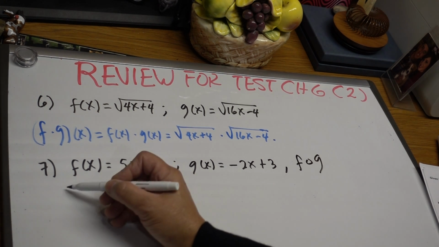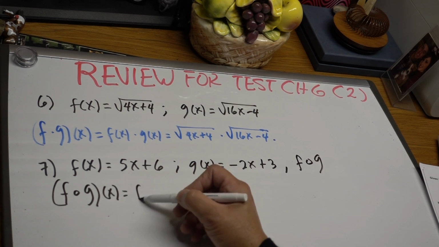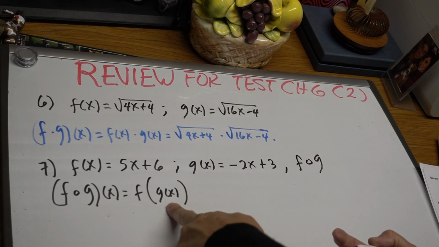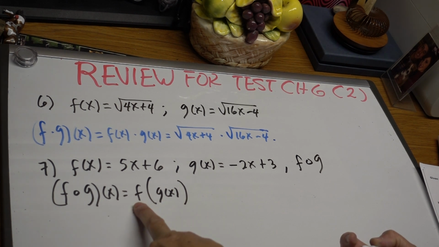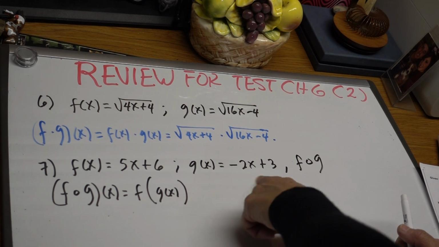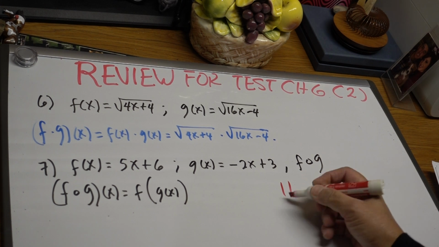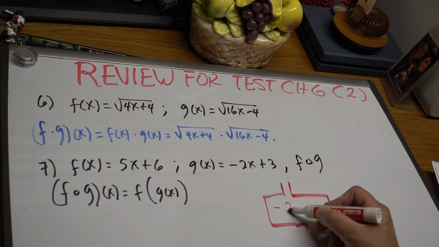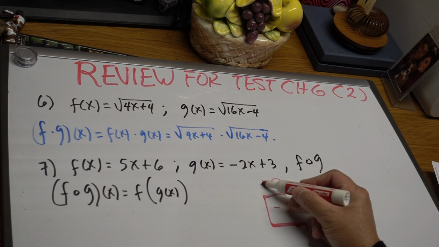So f of g of x, as you know, was defined as f of g of x. So we're going to apply g first, and then after you apply g, apply f. Since g is first, I'm going to write here in the first machine negative 2x plus 3. When you apply x here, this is what happens.